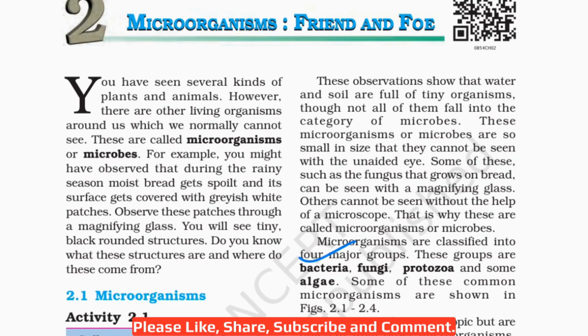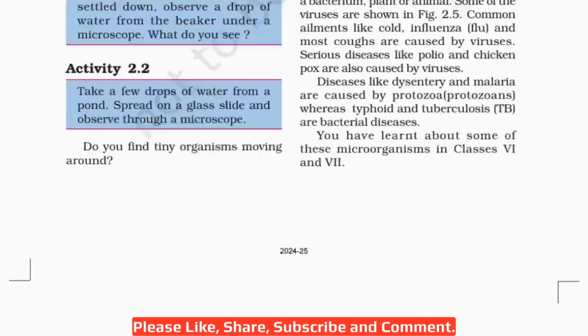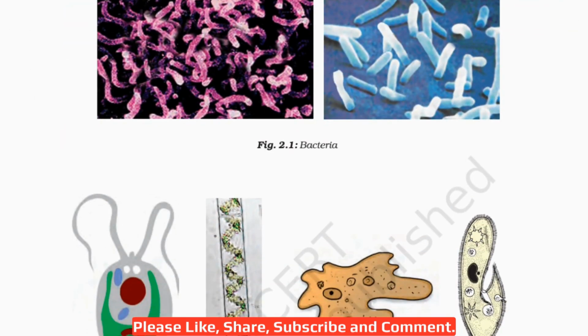And if you want, you can also add that microorganisms are classified into 4 major groups. These groups are bacteria, fungi, protozoa and some algae. Some of these common microorganisms are shown in figures 2.1 to 2.4. See here on the next page.